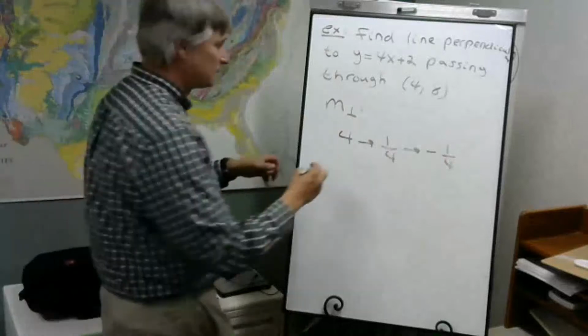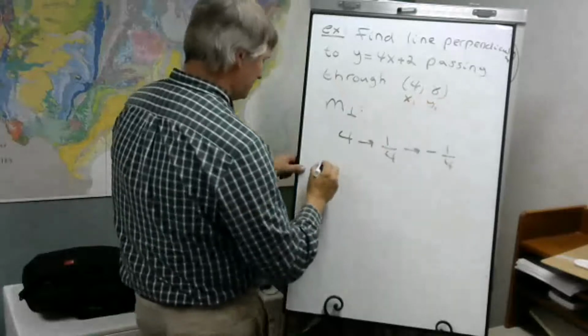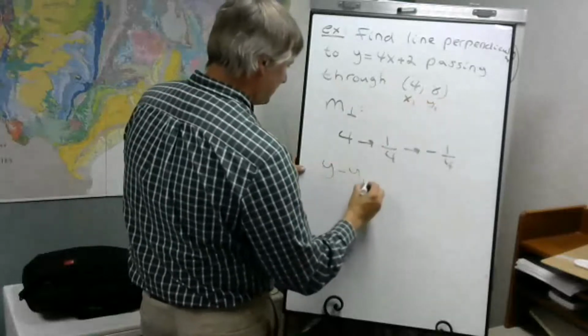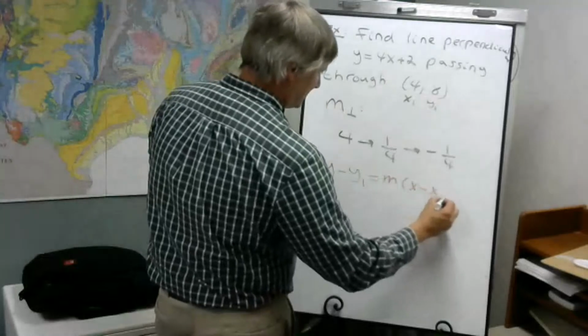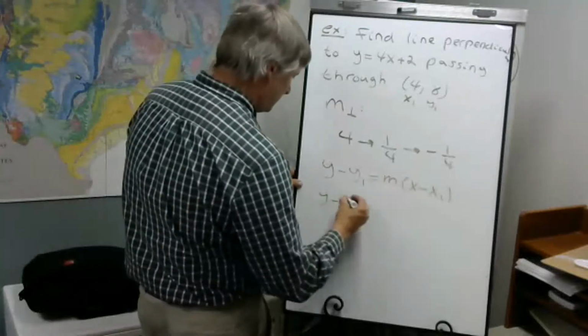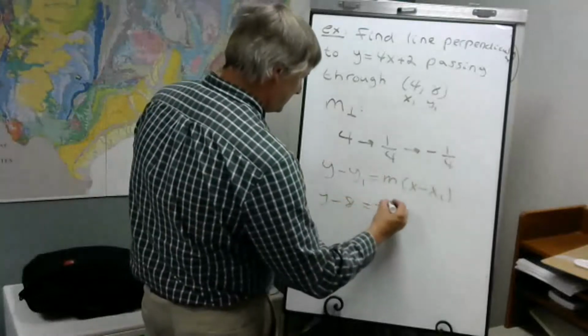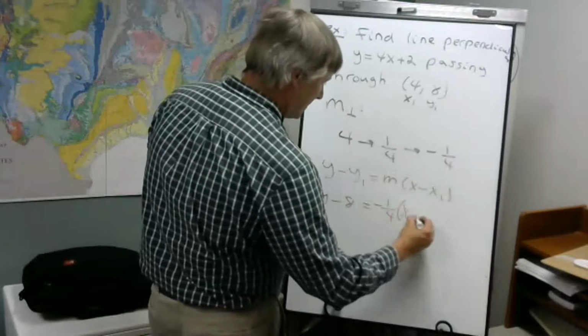And so, (x1, y1): y minus y1 is m times (x minus x1), or y minus 8 equals -1/4 times (x minus 4).